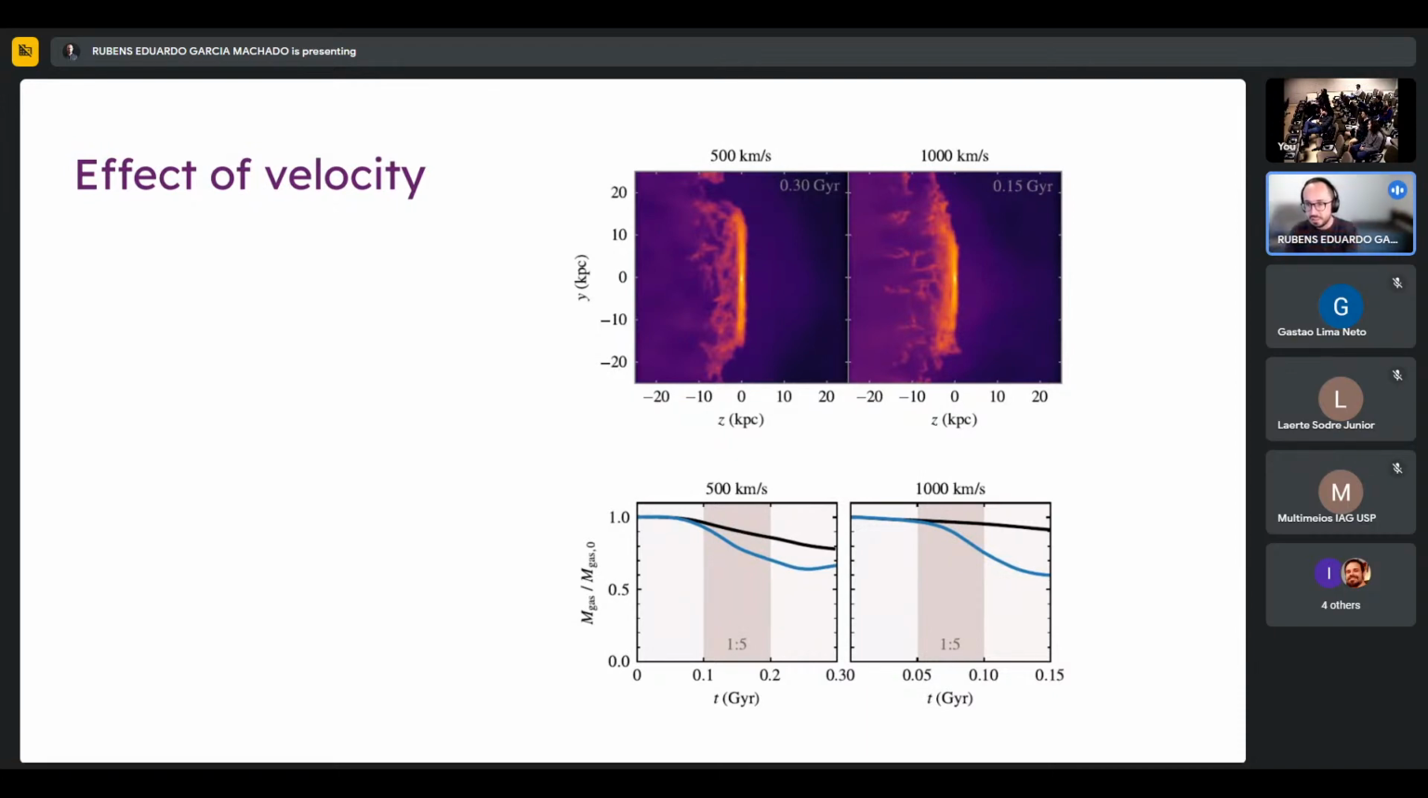Okay, and finally, this is the last quantity that we measured, the effects of velocity. There is not yet at the moment a thorough systematic exploration of velocity, but just to compare our standard case, which was 750 kilometers per second, with a lower velocity and a higher velocity case. And as expected, since ram pressure depends on the square of the velocity, the removal of gas is more pronounced with higher velocity. But this is still further exploration to be analyzed in the future. Right, so these are the preliminary results.